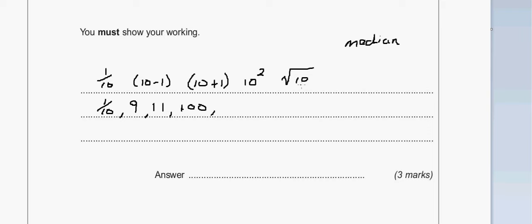And the root of 10. Now the root of 10, we're looking for what number multiplied by itself will give you 10. Now I know 3 3s are 9 and 4 4s are 16, so this will be 3 point something. Okay, so I would just say approximately 3.1. They're not going to hold you to this, but we know it's roughly 3 point something.